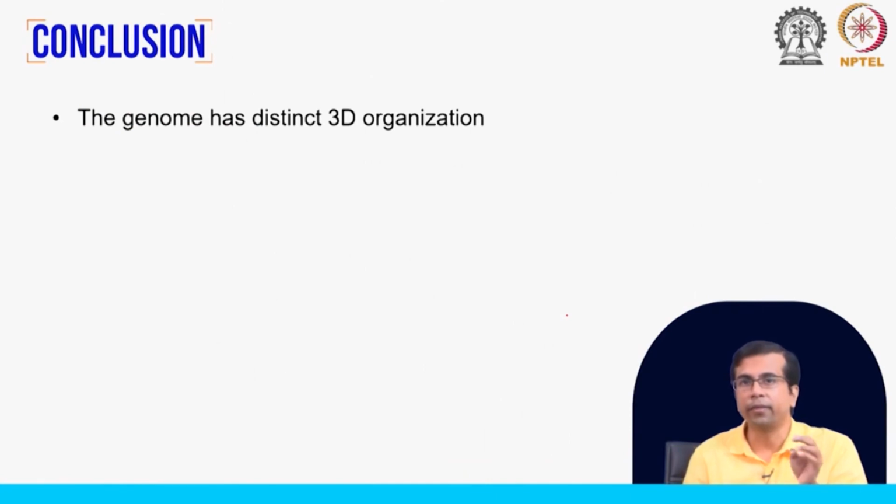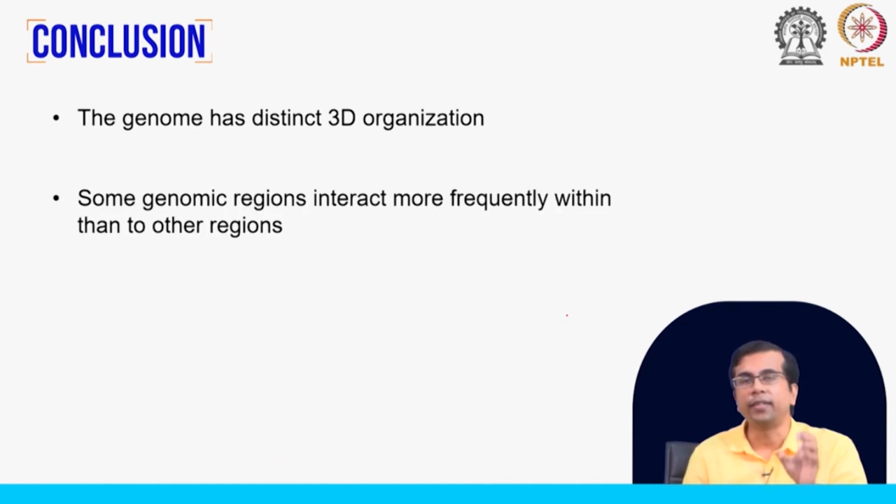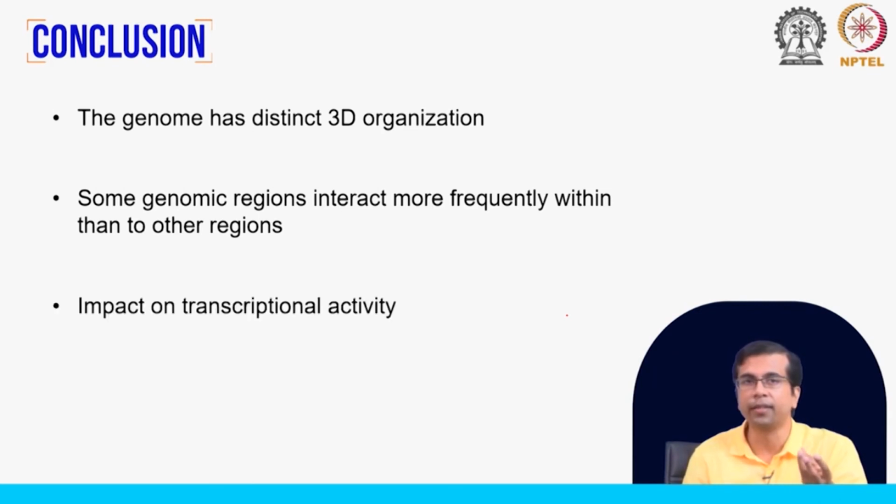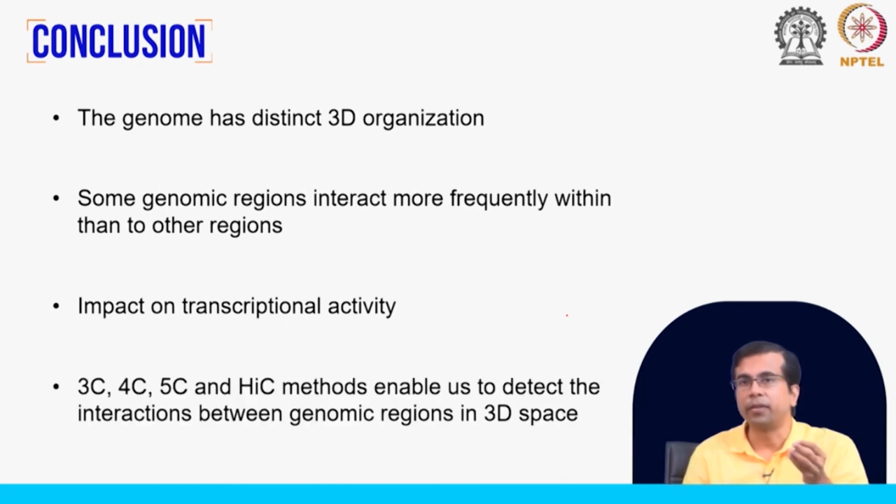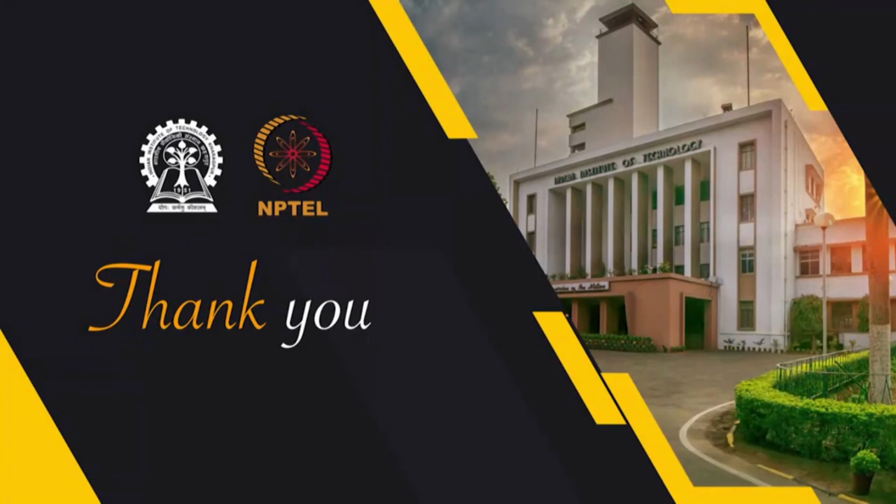To summarize, we have seen the genome has a distinct 3D organization, and some genomic regions interact more frequently within themselves than with other regions. We have seen these are called TADs, and these structures impact transcriptional activity. We have discussed different methods, 3C, 4C, 5C and Hi-C. They enable us to detect the interactions between genomic regions in 3-dimensional space.